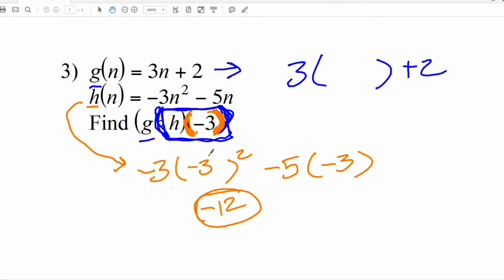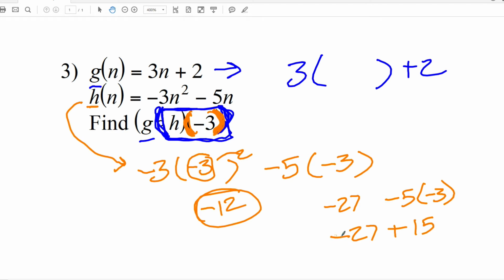We can say, okay, what's negative 3 squared? It's negative 3 times negative 3, which is 9. 9 times negative 3 is negative 27. So now we have negative 27 minus 5 times negative 3. Negative 5 times negative 3 is 15. So negative 27 plus 15, and that is negative 12. So you can do it by hand too. Anyway, we found what h of negative 3 is: h of negative 3 is negative 12.